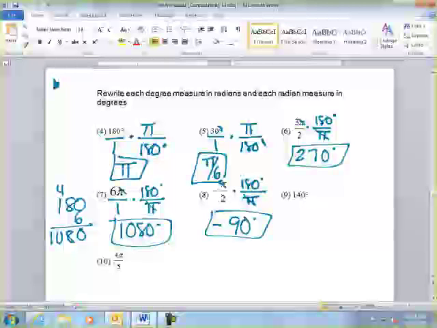140 is not any sort of a special angle for us. Let's put it over 1. 180 goes in the bottom, so we can cancel those degrees. And then we want to reduce as much as possible. So I can reduce them both by 10, get rid of those zeros, and then what about 14 and 18? They reduce by 2 to leave 7 pi over 9. 7 pi over 9.